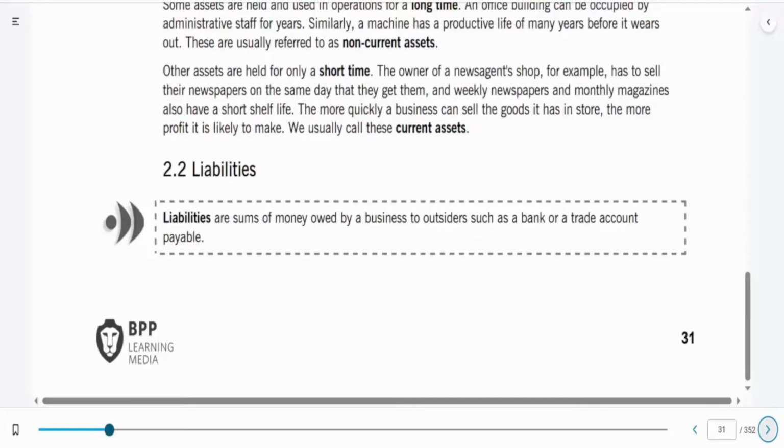All right, let's dive into liabilities now. Just like we did with assets, let's go through what liabilities mean in a simple way.